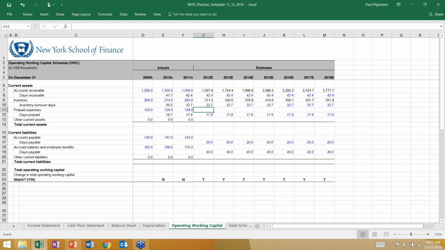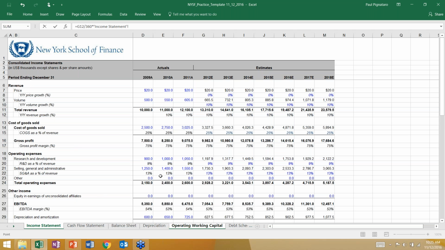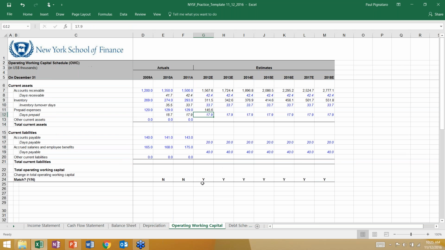I then want to reverse engineer this formula: the 17.9 divided by 360 times, sorry, times operating expenses. Copy that to the right. Other current assets are zeros, so I'm just going to copy that to the right. And then to total the current assets, I'm just going to add up all these line items. You can't just do a big sum because you do not want the metrics tied into your total number.